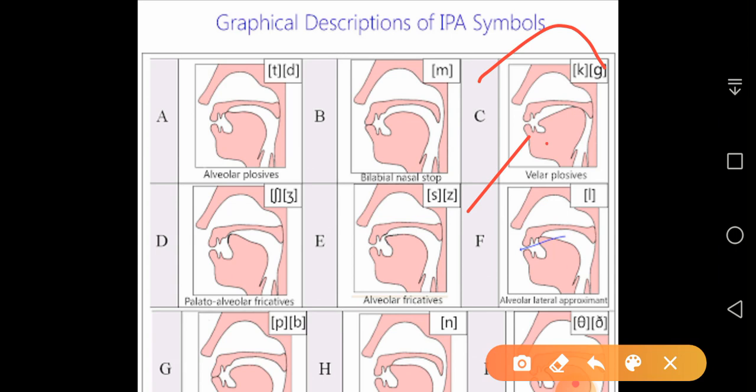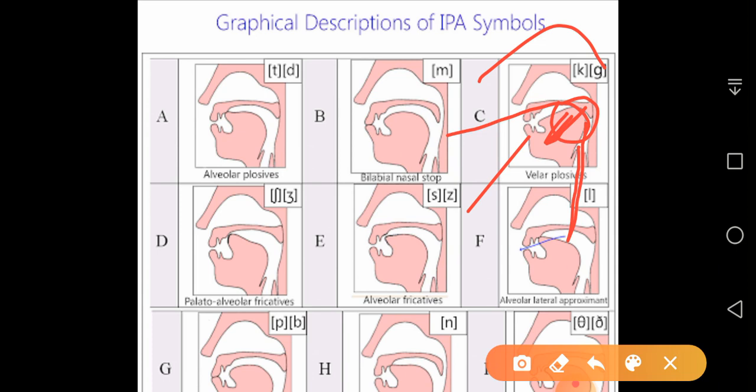Anyhow, the back of the tongue goes up to the soft palate, as you can see here, or velum. So the outgoing air that is coming upward here is stopped here, and then suddenly it is released. So the stoppage occurs at this place. So we can say it's a velar sound. K and g, they both are velar sounds.